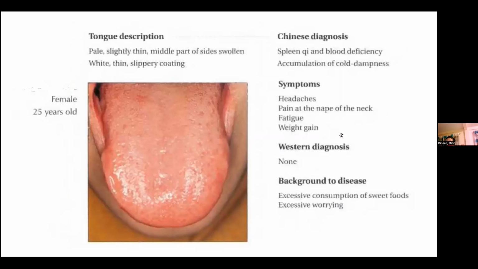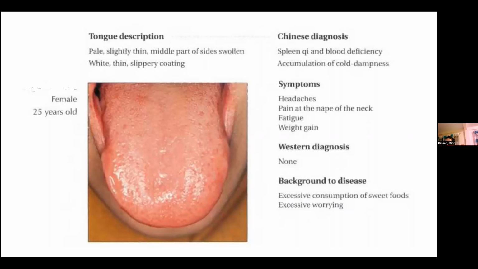Next patient, we have a female, 25 years old. Ang tongue po ng patient is pale, slightly thin. Middle part of sides are swollen. So check po natin dito. May swelling po dito sa may sides, yung middle part, indicating that there is a spleen chi deficiency and blood deficiency. Meron din siyang white, thin, slippery coating. Okay, check natin the picture. Indicating that there is accumulation of cold dampness.